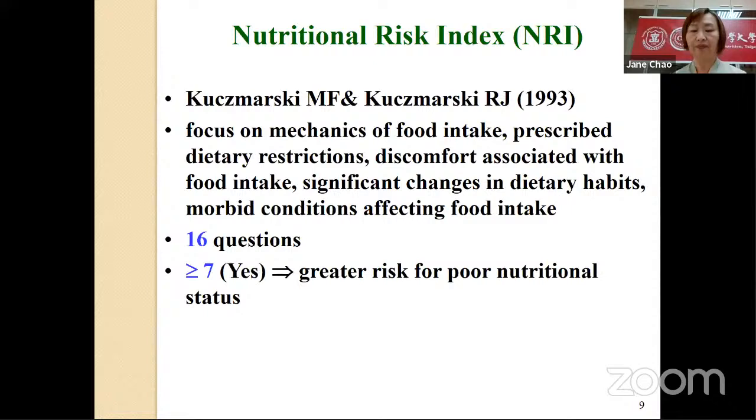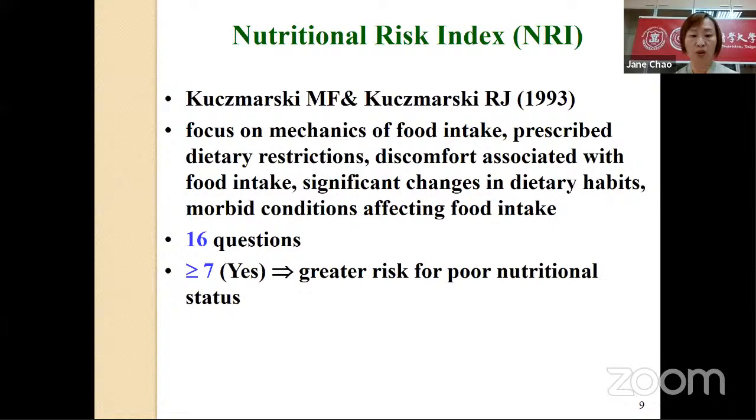The other questions are related to discomfort associated with food intake, significant changes in dietary habits, and morbid conditions affecting food intake. For example, the elderly may have problems with oral intake, meaning it is difficult to swallow or bite food in the mouth, or they may have problems with their GI, gastrointestinal tract, so they don't eat by oral intake. They can probably have food by tube feeding or other routes. This questionnaire contains 16 questions.